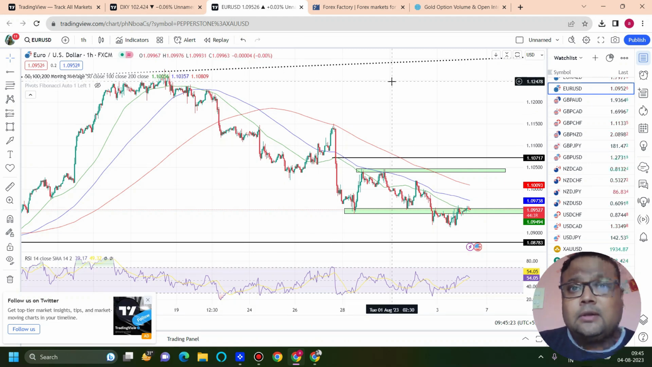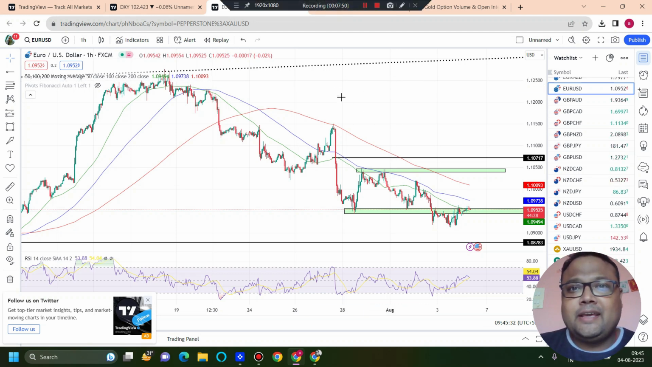Do not gamble with your capital, your hard-earned money, because after all, capital protection should be your first priority as a retail trader. Okay, bye bye, take care, all the best.